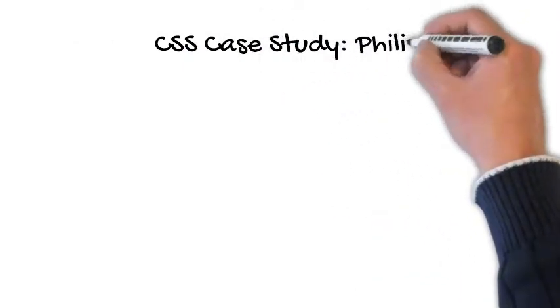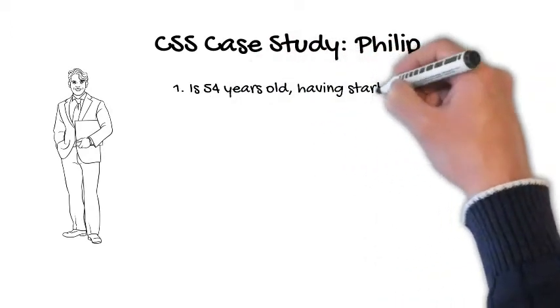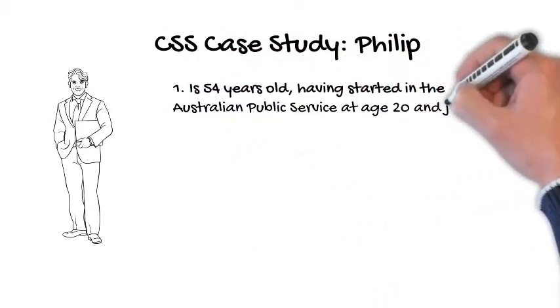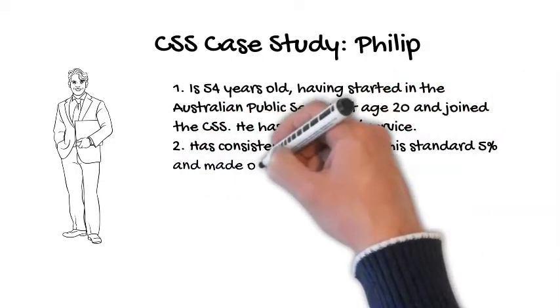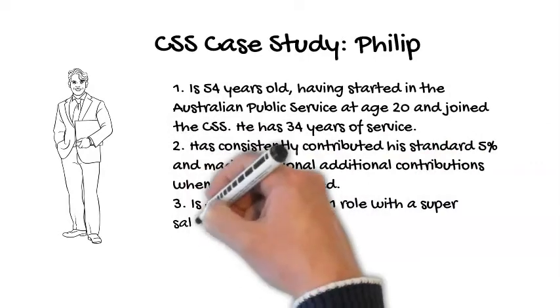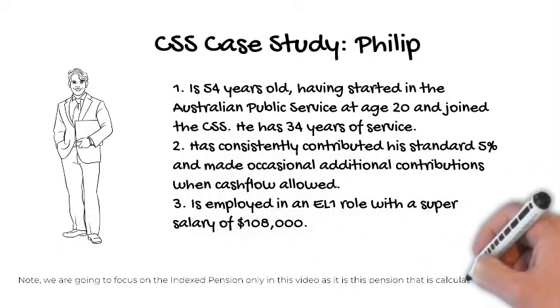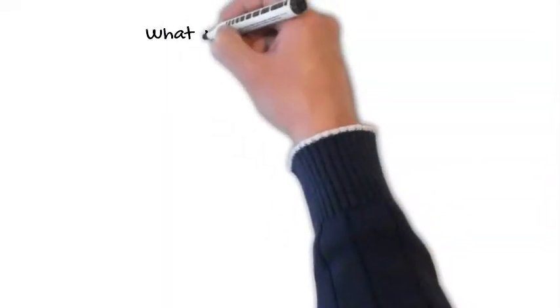For consistency, we're going to use the same case study, which is with Phillip. Phillip's 54 years of age. He's looking to retire from the public service. He's been in since age 20, so he's had 34 years of service. He's consistently contributed at his standard 5% plus occasional extra contributions, and he's currently in an EL1 role with a super salary of $108,000. So how does this look with a 5411 calculation for Phillip?